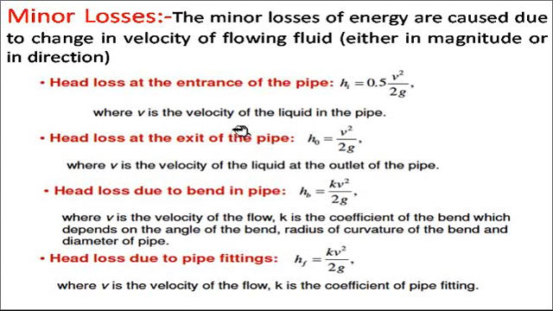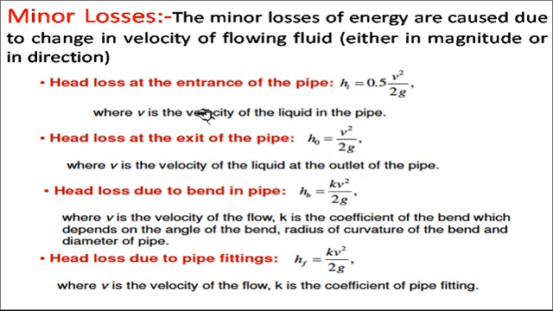Now, our next topic is minor losses. As discussed earlier, the minor losses take place due to the change in velocity of the flowing fluid. The change in velocity may be in magnitude or it may be in direction. If there is a change in the magnitude or direction of velocity, then the minor losses take place. There are different types of minor loss.